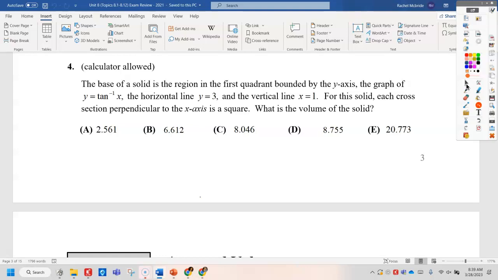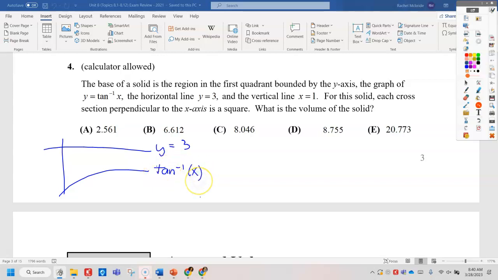A calculator question, and I helped a lot of you on it yesterday. So essentially what happens is, on the calculator, you had two curves. You had your y equals 3 curve, and you had your inverse tan curve. Cross sections perpendicular to this curve were going to be squares.